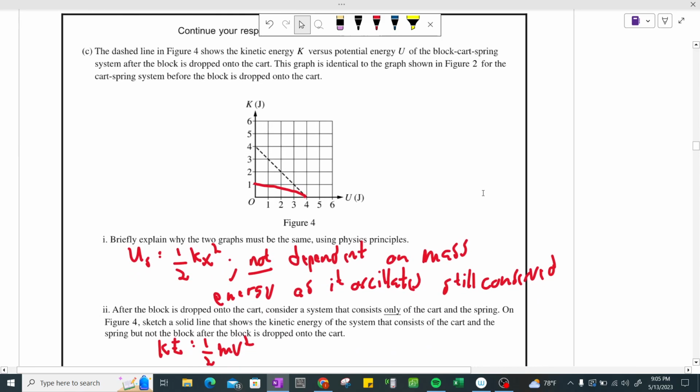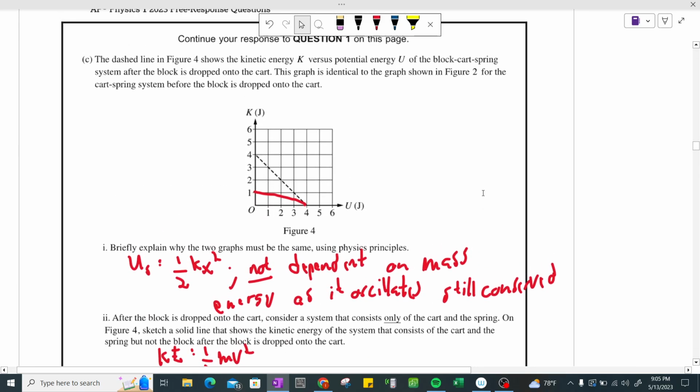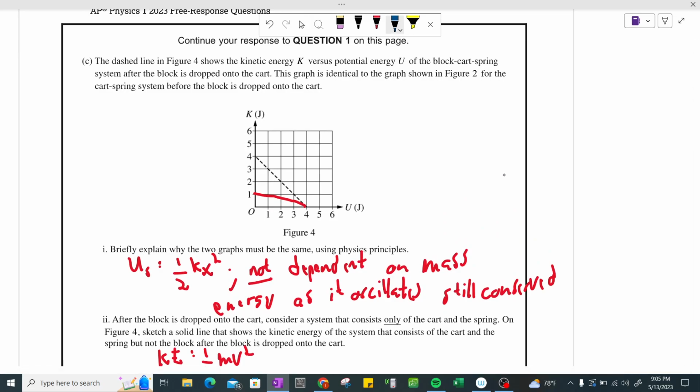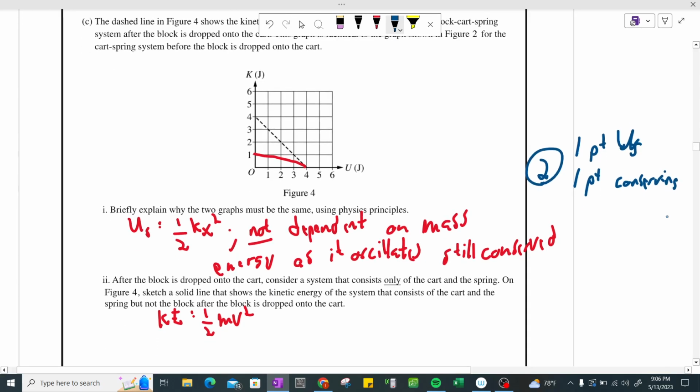On this one, briefly explain why 2 graphs must be the same. For sure, that's going to be at least 1 point, obviously. Which is basically saying that it is going to be... I would bet this is actually going to be 2 points. And the reason for this, I think we're going to have 1 point for using our... That's not... It should be a U instead of S. So 1 point for using our potential of energy correctly. And possibly 1 point for conserving still, which gets us to 5 points.